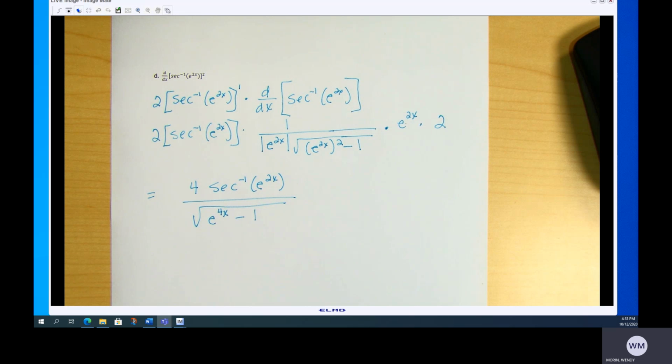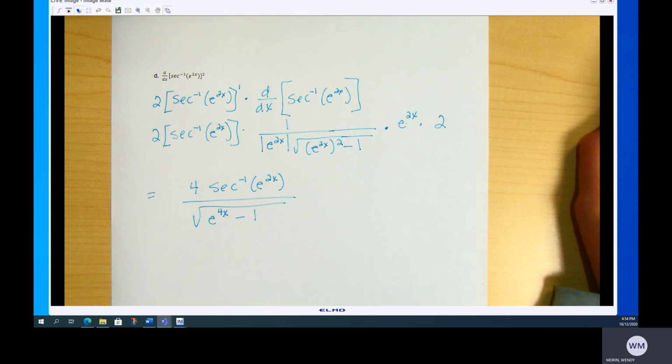And if you got that, good job. Triple chain, good job. And that is practice of the inverse trig rules. And I will give you some more.